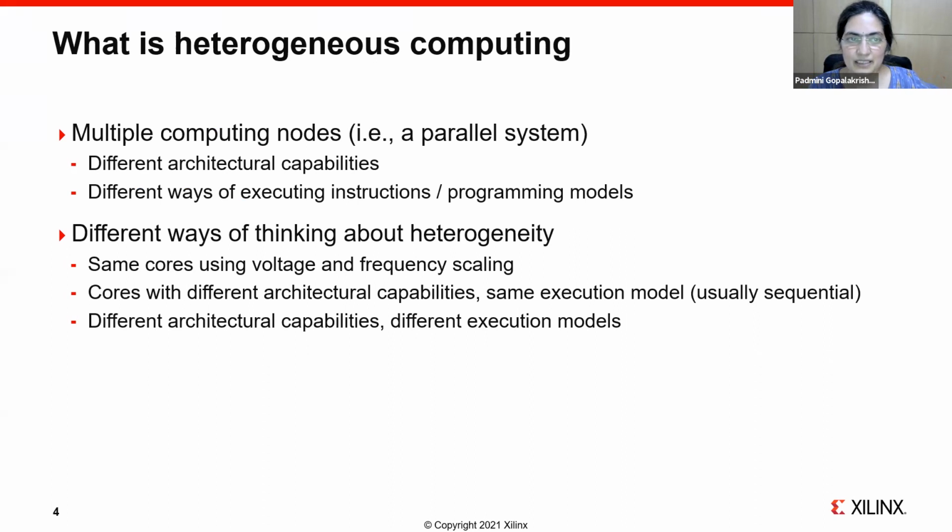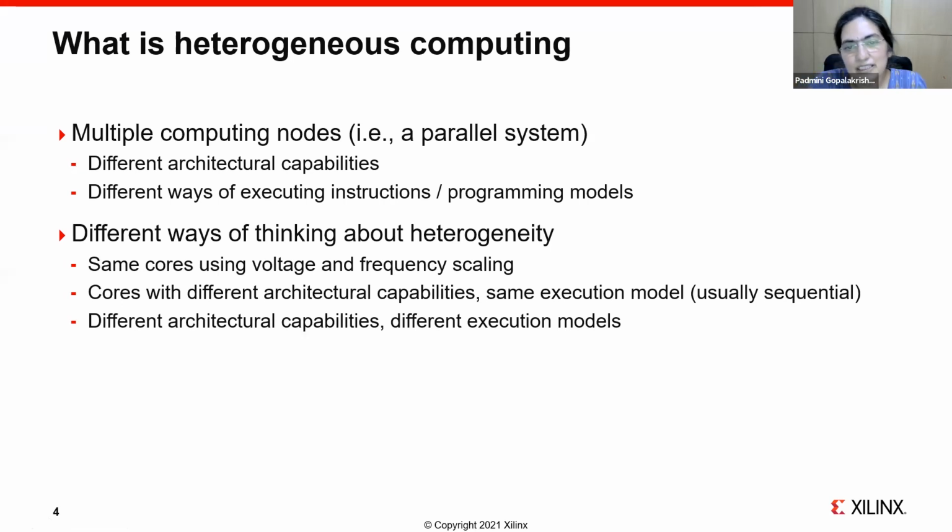So one of the big advantages of using heterogeneous computing is that you actually have a parallel framework of computing elements that you can leverage. Right? Now, the computing nodes could be different in many ways. So you could have nodes which are different in terms of their architectural capabilities. That is exactly what are they tuned to do well. You could also have different ways of executing instructions. And this is what we call a programming model.